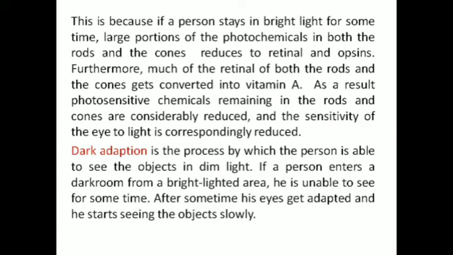So what is the basic mechanism of this light adaptation? If a person stays in bright light for some time, large portions of the photochemicals in both the rods and the cones are reduced to retinal and opsins. Furthermore, much of the retinal of both the rods and the cones gets converted into vitamin A. As a result, the photosensitive chemicals remaining in the rods and cones are considerably reduced, and the sensitivity of the eye to light is correspondingly reduced.